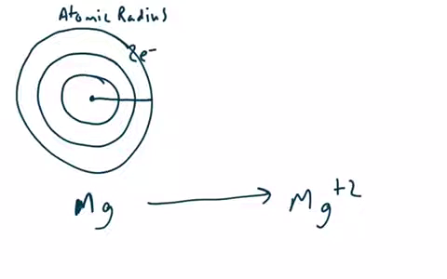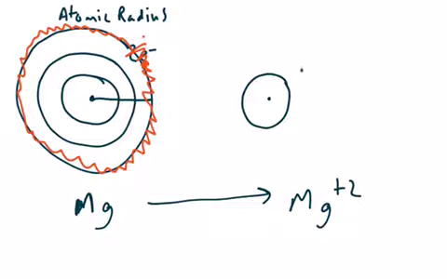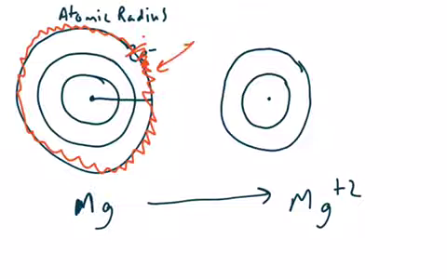Now in order to do that, what's going to happen is this is going to lose those 2 electrons, and therefore this energy level will be empty. So as a result, look what happens to the size of magnesium. It used to have 3 energy levels, but when it loses this outer energy level here, the outer shell, it completely gets reduced in size, because now the distance is from here to the last occupied energy level. The one that used to be out here is no longer there.